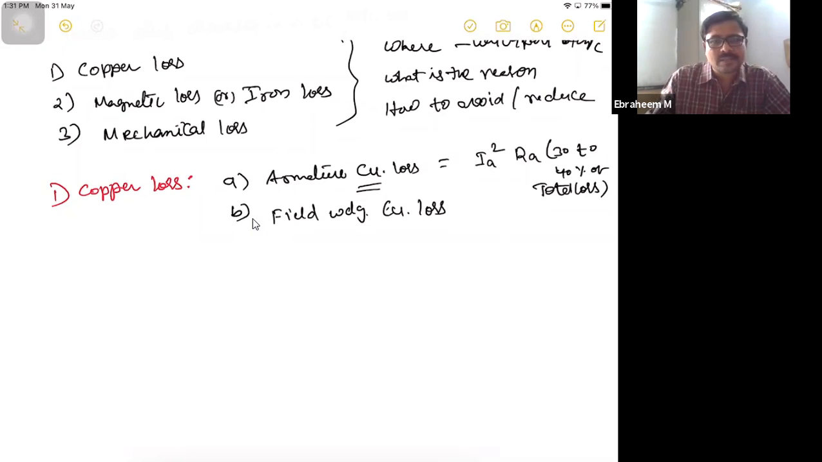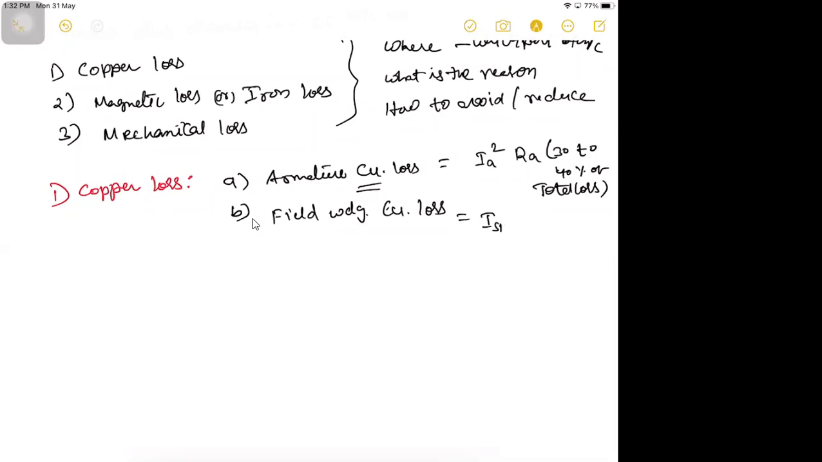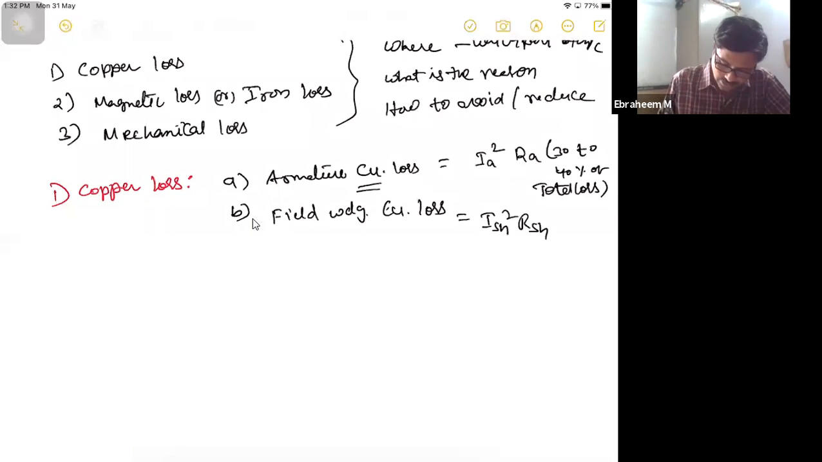Okay. So next, field winding copper loss. This is given by Ish square Rsh in shunt generators, shunt and compound machines.